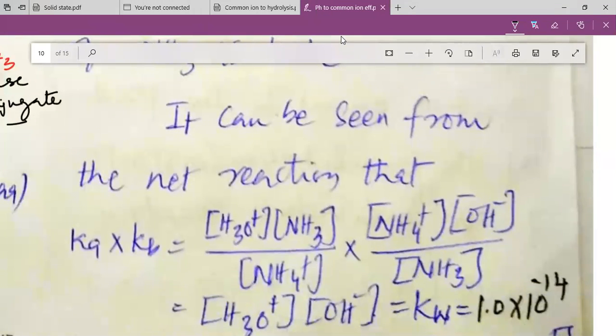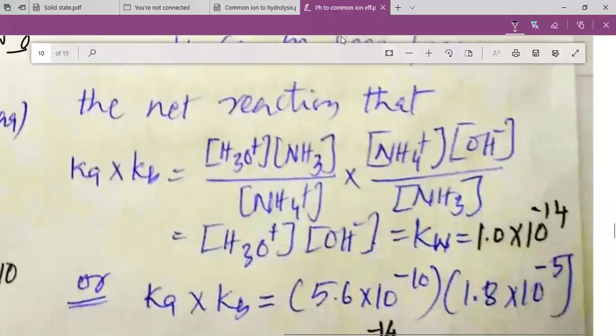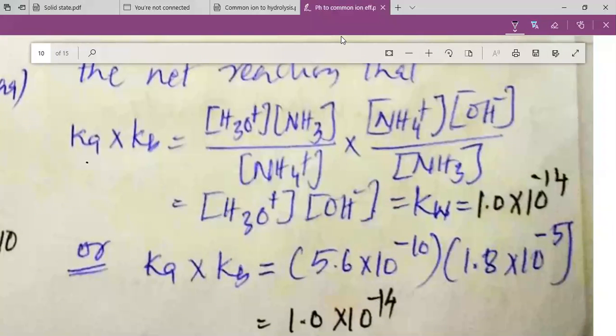Now it can be seen from the net reaction that if we multiply the value of Ka and Kb, for Ka we will write H3O plus multiplied by NH3 divided by the concentration of NH4 plus. For Kb we write the concentration of NH4 plus multiplied by the concentration of OH minus divided by NH3. Now you can see that just by doing a simplification, we find that Ka multiplied by Kb is equal to the concentration of H3O plus multiplied by the concentration of OH minus, which is equal to Kw, which is equal to 1 into 10 to the power minus 14.